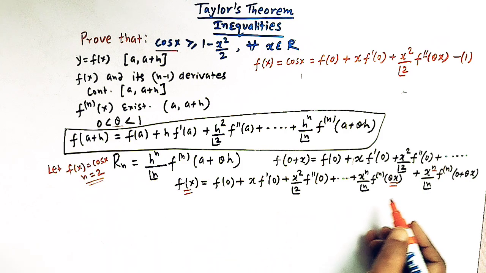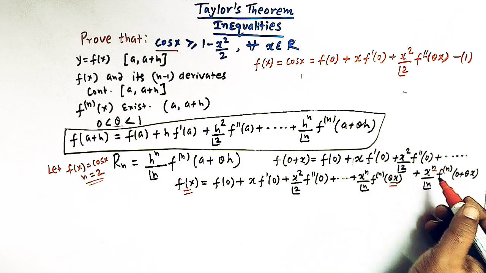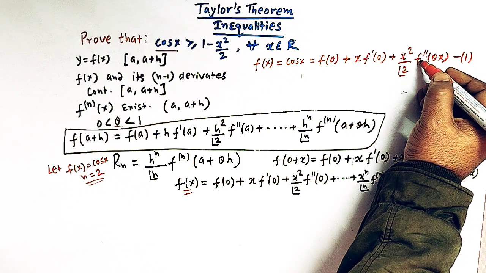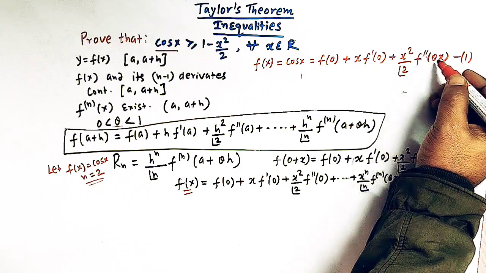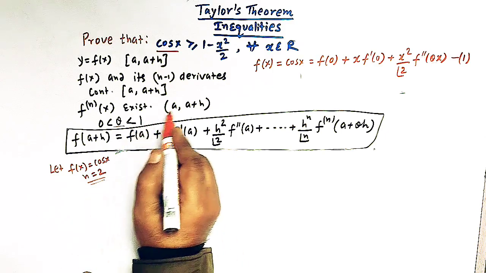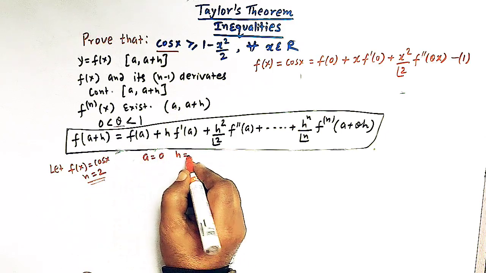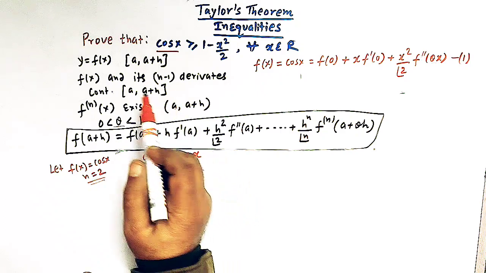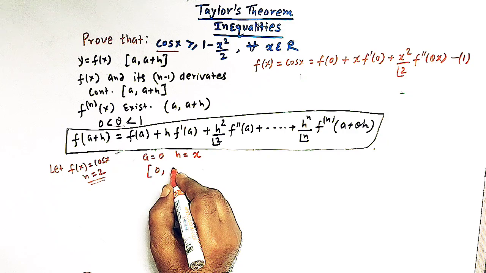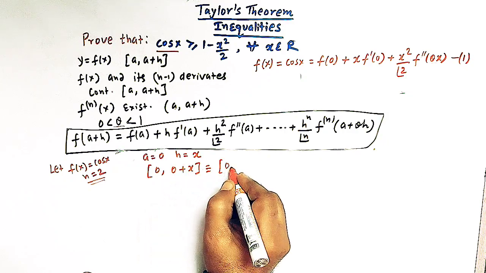It implies that we have to consider the derivatives up to a second order, right? So here we have the second order derivative, that is f double prime, and here we have theta. So now here we have assumed that a is equal to 0 and h is equal to x. So we have the interval that is 0 comma 0 plus x, that is equal to 0 comma x.